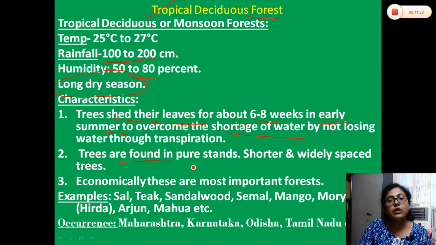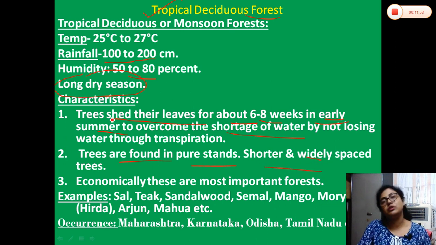Then trees are found in pure stand. In evergreen forest, they were found in mixed stand. Different types of tree species were found together. But here the trees are found in pure stand. That means the same type of tree species are found in one place. This forest is less dense, and the trees are shorter and widely spaced.